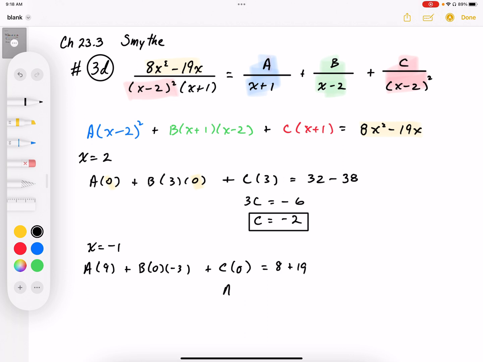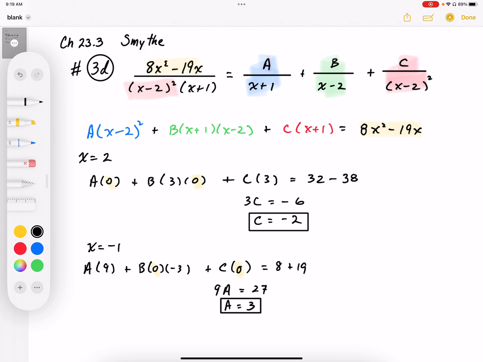So I end up with 9a. All the other terms cancel out because of these zeros in here. So I end up with 9a is equal to 27. A is equal to 3. So I've solved for 2 out of my 3 coefficients. I just need to solve for b.